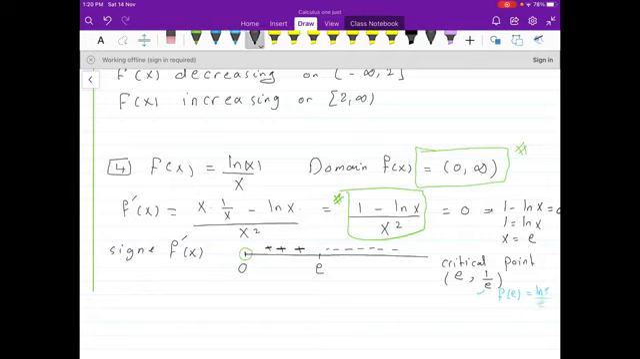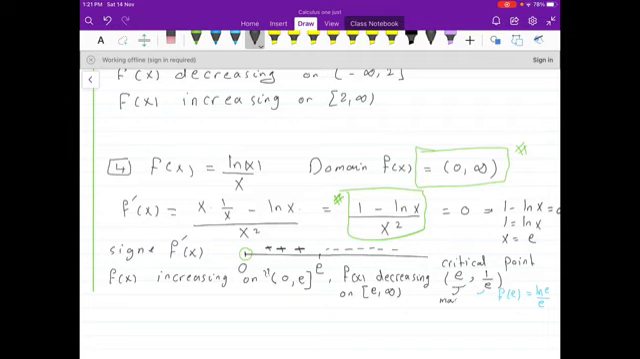Now, f of x is increasing on which interval? On the open interval (0, e). Why open? Since 0 is not included in the domain. And f of x is decreasing on the interval (e, infinity), and this point will be a max, a local max.